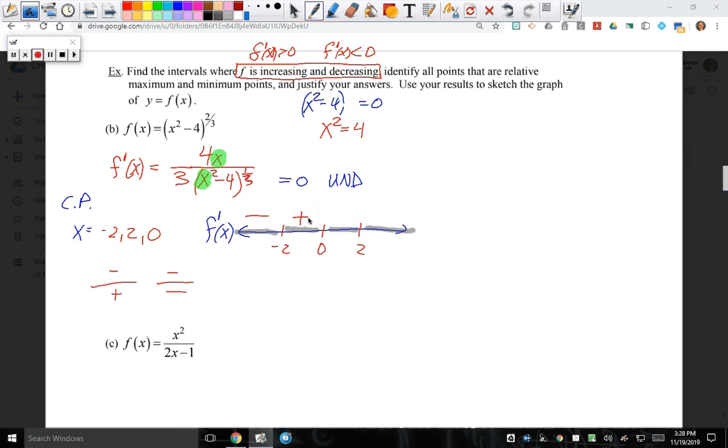Taylor, let's do 0 to 2. What do you want to plug in? 1? Okay, what's the sign of my numerator? Positive. The denominator? Negative. And what's the quotient? Negative. Jordy, what would you plug in for the last one? A 3? And what are my signs going to be? Positive, positive, so it's positive.